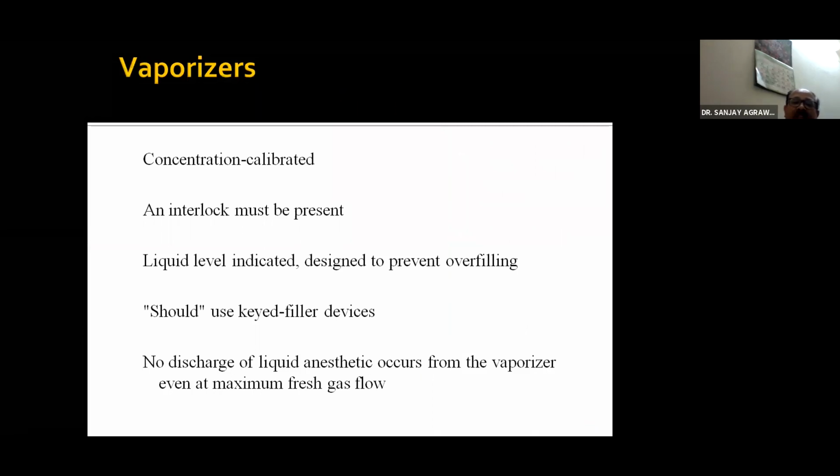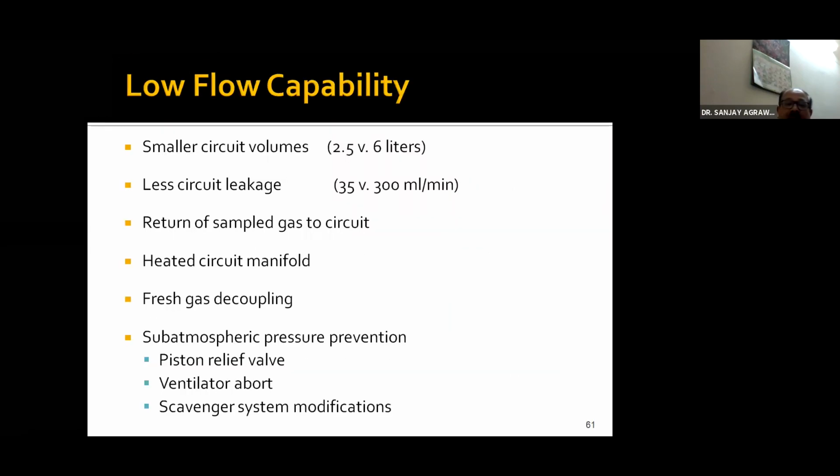Vaporizers have become concentration calibrated. An interlock must be present so that two vapors cannot be used at one time. A liquid level indicator is present so as to prevent overfilling. They should use keyed filling devices, and no discharge of liquid anesthetic occurs from the vaporizer even at maximum fresh gas flow. So these are the new things which have been incorporated into the anesthesia workstations. The other thing which has come up is the capacity to use low flows.